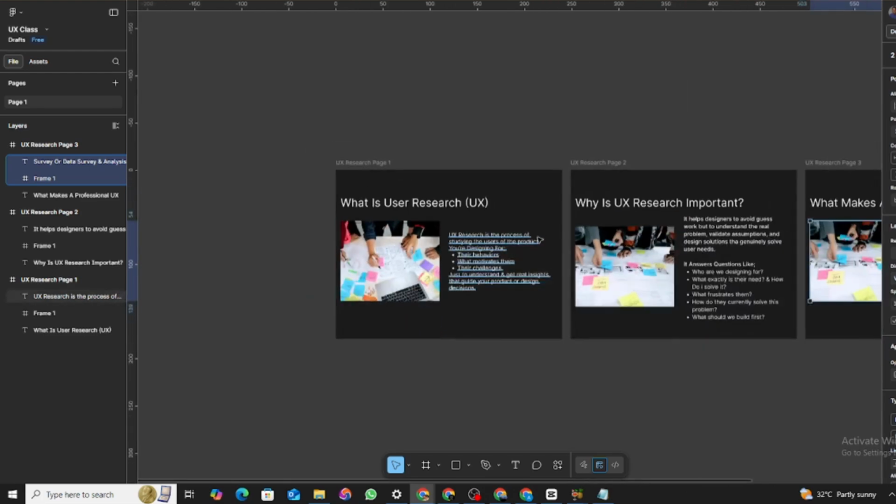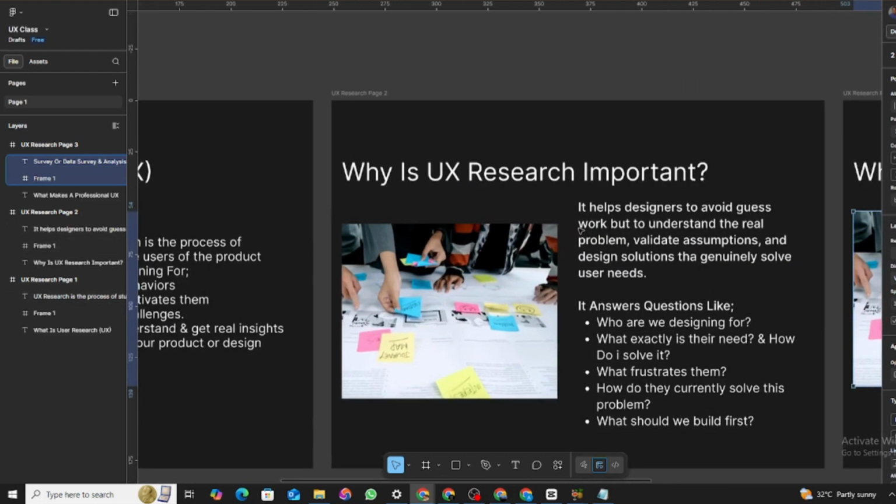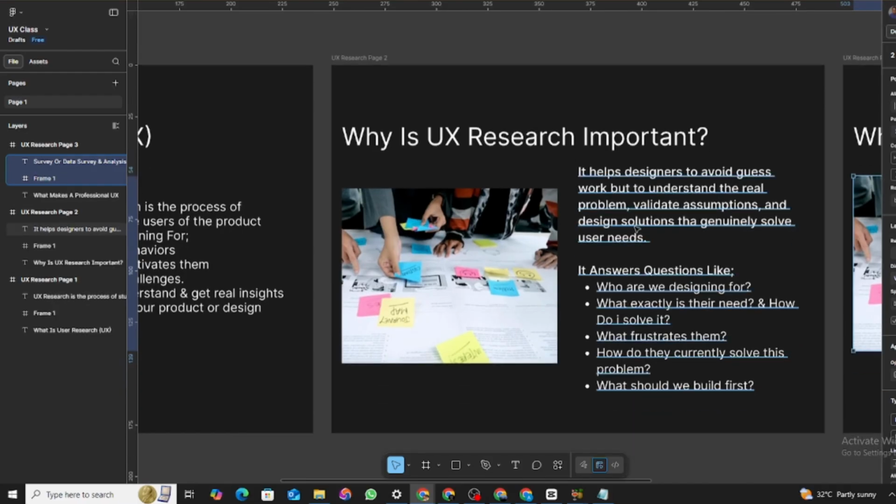So why is UX research important? UX research is very important because it helps designers to avoid guesswork. So it helps you to avoid designing out of guesswork. It helps you to understand the real problem. It helps you to validate assumptions and design solutions that genuinely solve user needs.